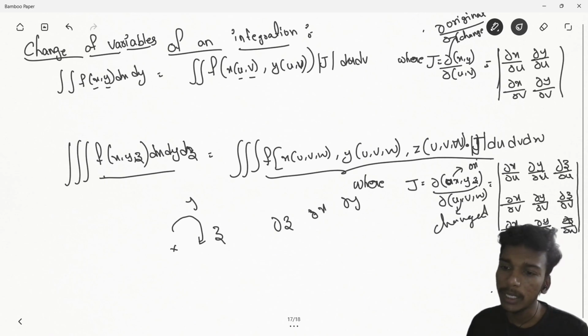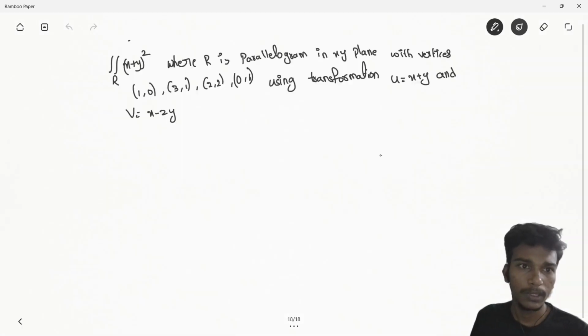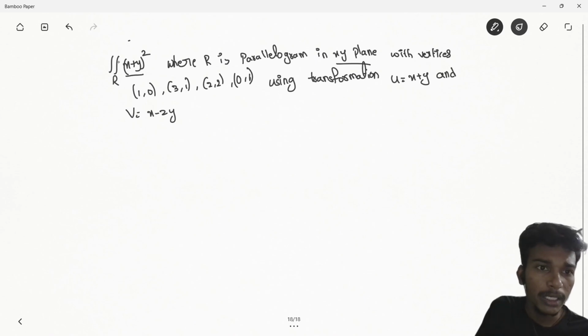Now we will discuss some problems regarding this topic. The problem states: integrate x plus y whole square in a region. We have the whole problem in x and y coordinates, and now we will try to transform it into another coordinate system, and we will look at how we are going to solve the problem.